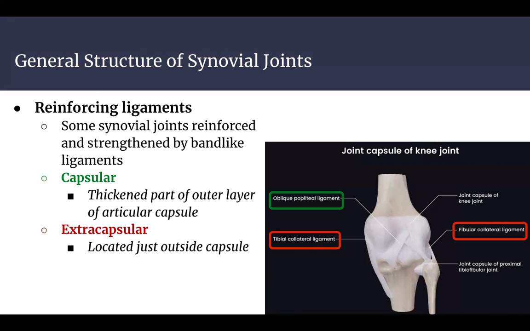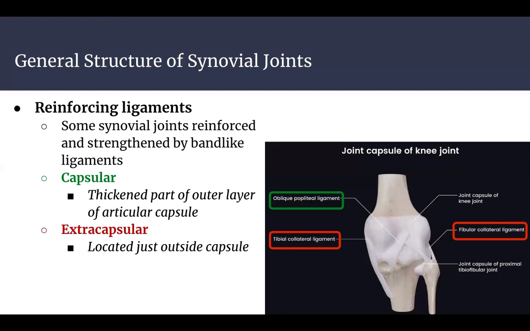So we can see some examples of it here. This one that's being labeled in green is a ligament that is growing out of the fibrous portion of the articular capsule, but it's coming over here and joining with these bony landmarks of the tibia. These are called capsular reinforcing ligaments because they're emerging out of the capsule before fusing with a particular part of the bone.